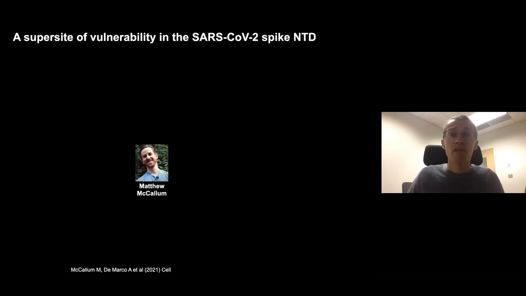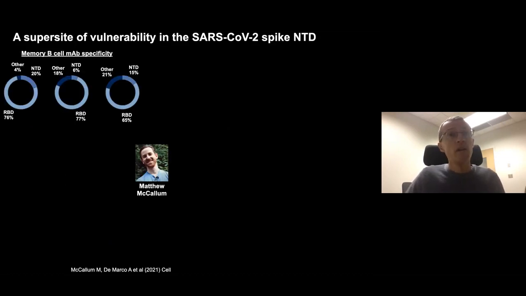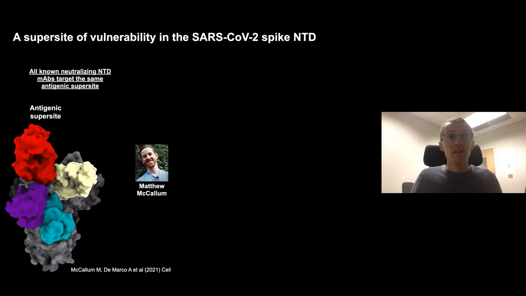And Matt, a very talented postdoc in the lab, realized early on that among the antibodies cloned from memory B cells of infected individuals, although most are targeting the RBD, a significant fraction, 5 to 20%, were actually accounted for by NTD targeting antibodies. Matt delineated an antigenic map of the SARS-CoV-2 NTD that is shown here with 5 fragments in different colors, and observed that only antibodies targeting the site shown in red were actually neutralizing, and we call that an antigenic supersite.